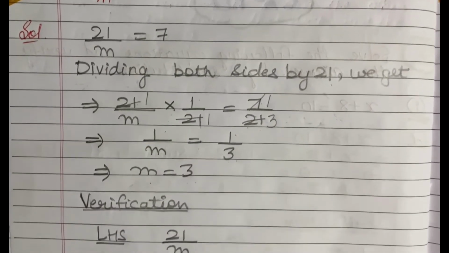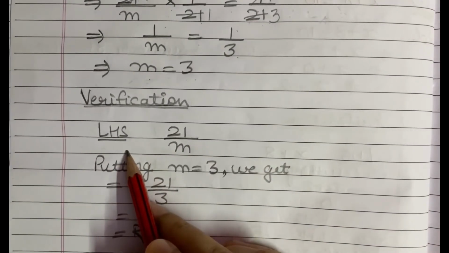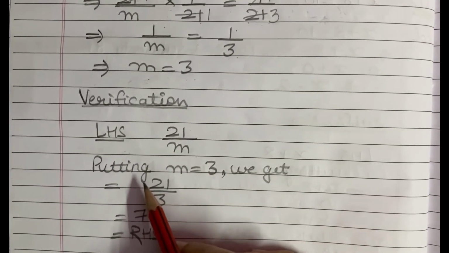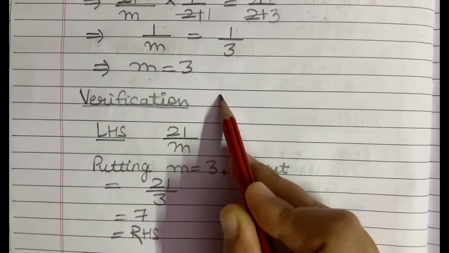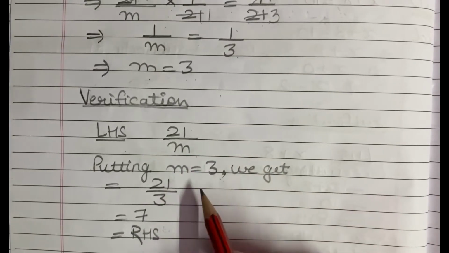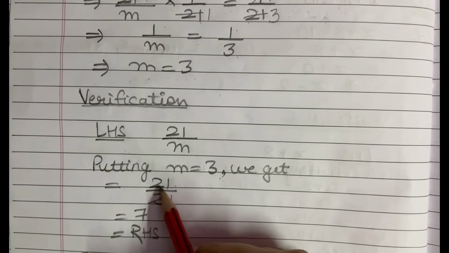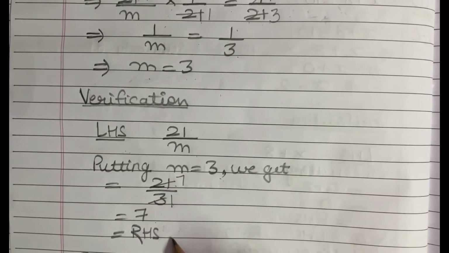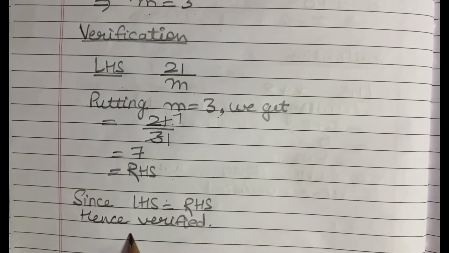Now we will do the verification, and for doing the verification we will take the LHS. In the LHS we have 21 upon m. Now here we will put the value of m is equal to 3, which we have found above, and on putting the value we will get 21 upon 3. Now on solving this we get 3 ones are 3 and 3 sevens are 21. We will get 7, and this 7 is nothing but our RHS. So this means LHS is equal to RHS, hence verified. Hopefully it is also clear to you.